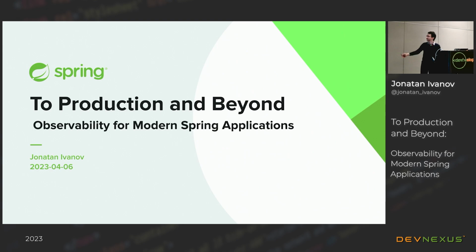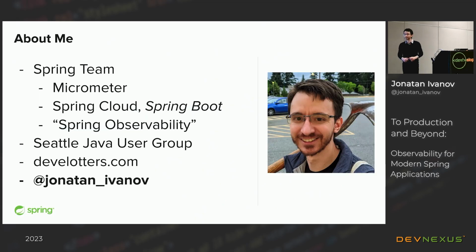This is "To production and beyond: observability for modern Spring applications." I'm Jonatan. I am part of the Spring engineering team. I usually work in a team called the Spring Observability team. I am a maintainer of Micrometer and Spring Cloud Sleuth with our colleagues Marcin and Tommy. And nowadays I also work a little bit on Spring Boot as well. I am one of the leaders of the Seattle Java user group, and you can find me on Twitter, and you can read my blog as well.